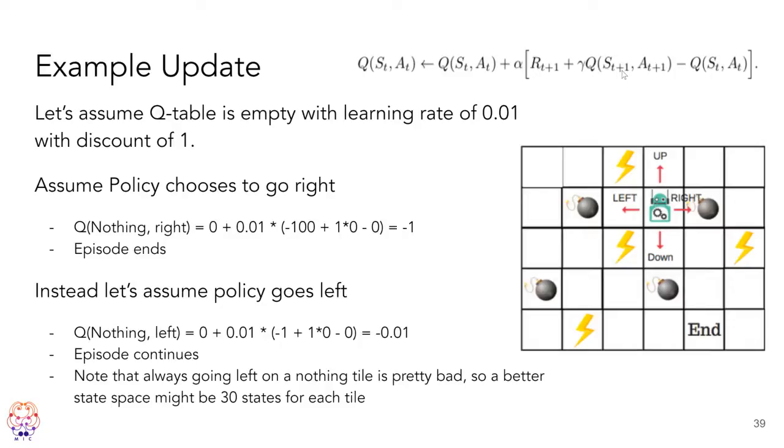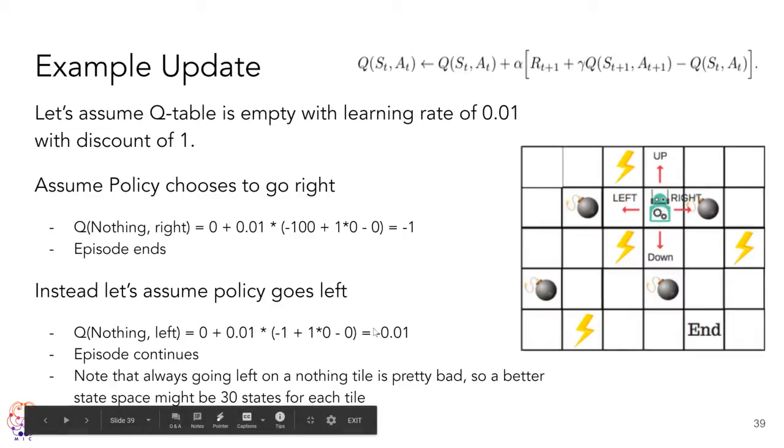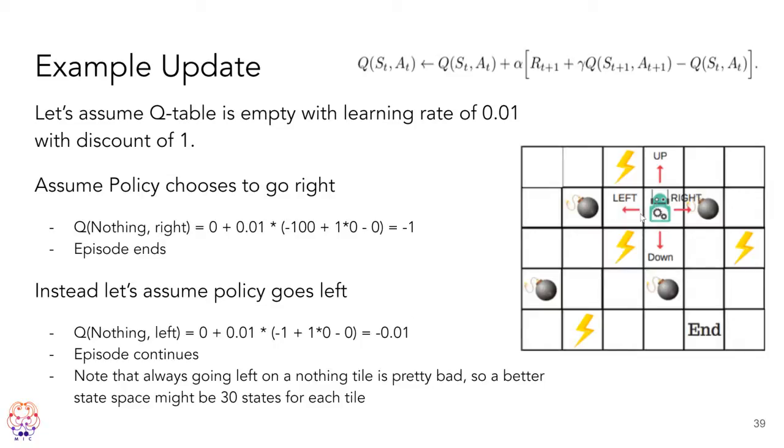It's initialized to 0, so we don't know what the future actions would be. Mine is 0. So this is just going to equate to negative 1, because negative 100 times 0.01 is negative 1. Similarly, let's assume the policy tells us, all right, we're going to go left instead, because everything's initialized to 0, so choose a different random thing. Left is going to give us negative 0.01. So you can see in the future, our agent is going to choose to go left instead of right henceforth, because we have more reward here.